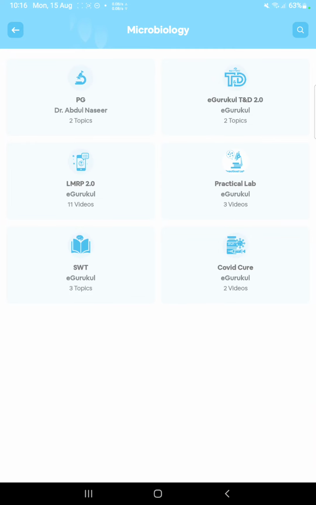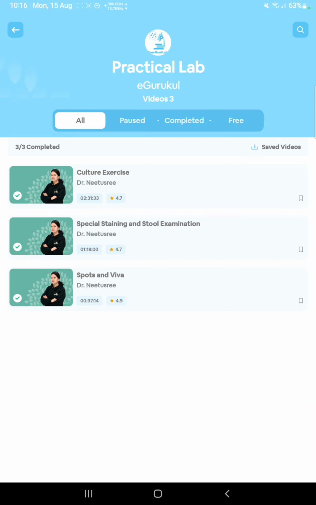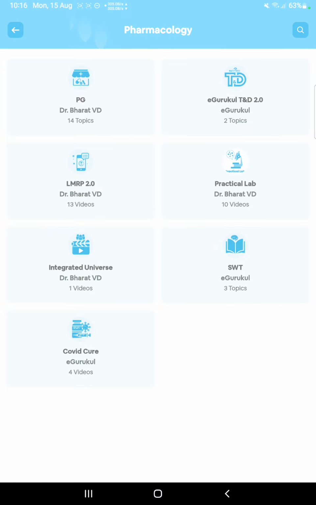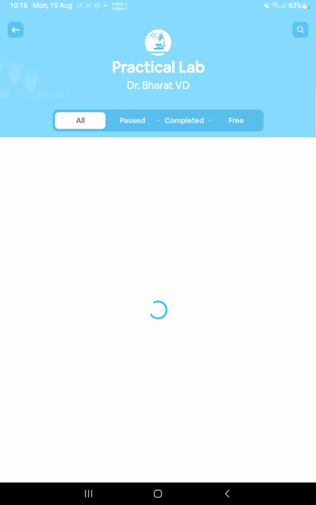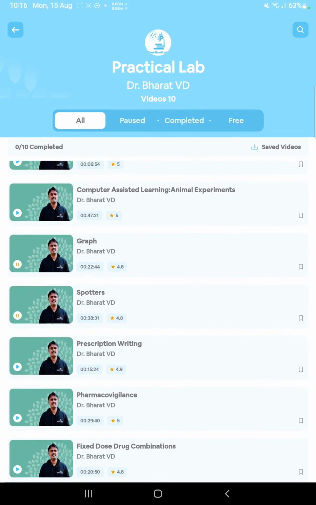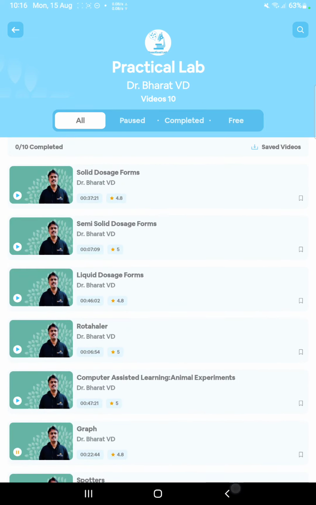And if you look at microbiology, you will see that the major things, culture exercises, special staining, and stool examination, are being covered. I'll show you notes which were made, so you have a better idea of what is there. In pharmacology also, you will have the spotters, the graphs, pharmacovigilance, how to write a dosage form, how to write a prescription. All this is being covered here.